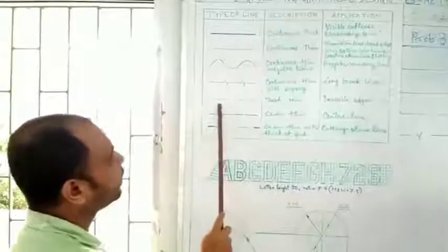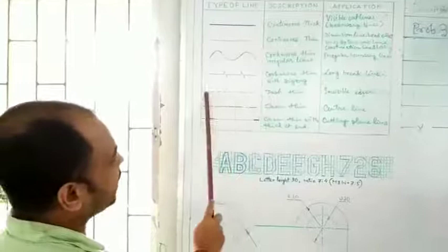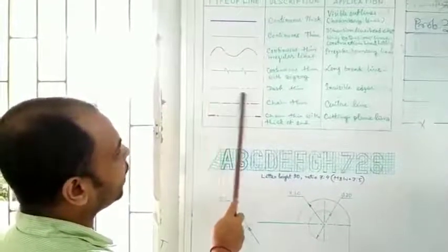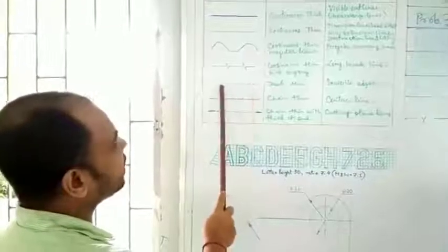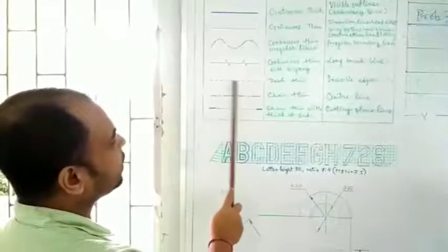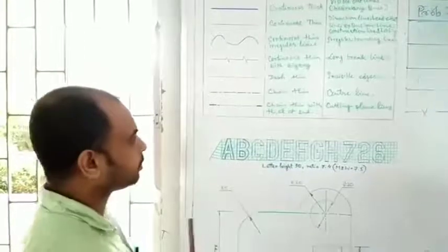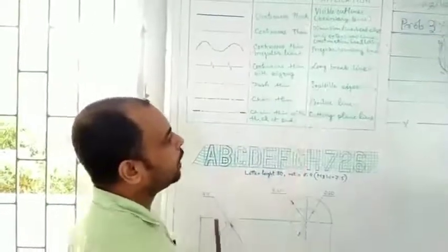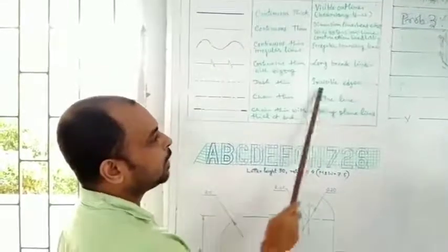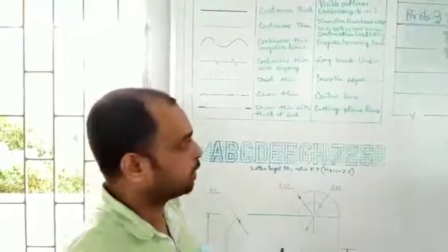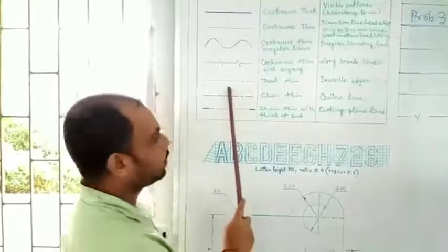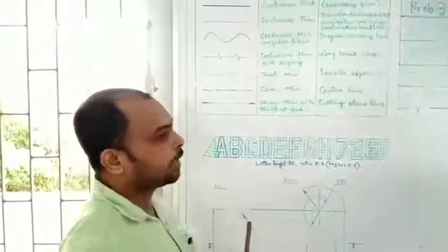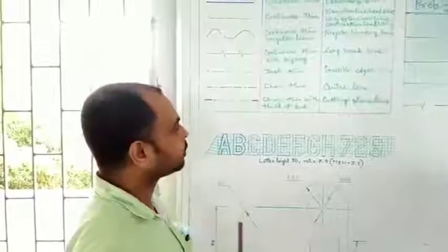Next is our dash line. You can see over here, there is a breakage of the line. So it is known as dash line. Now it is thinner, so it is known as dash thin line. Now this particular line is used for understanding the invisible edges in a particular drawing. So it is very important. You must keep in mind this dash line is used for understanding the invisible edges as well.